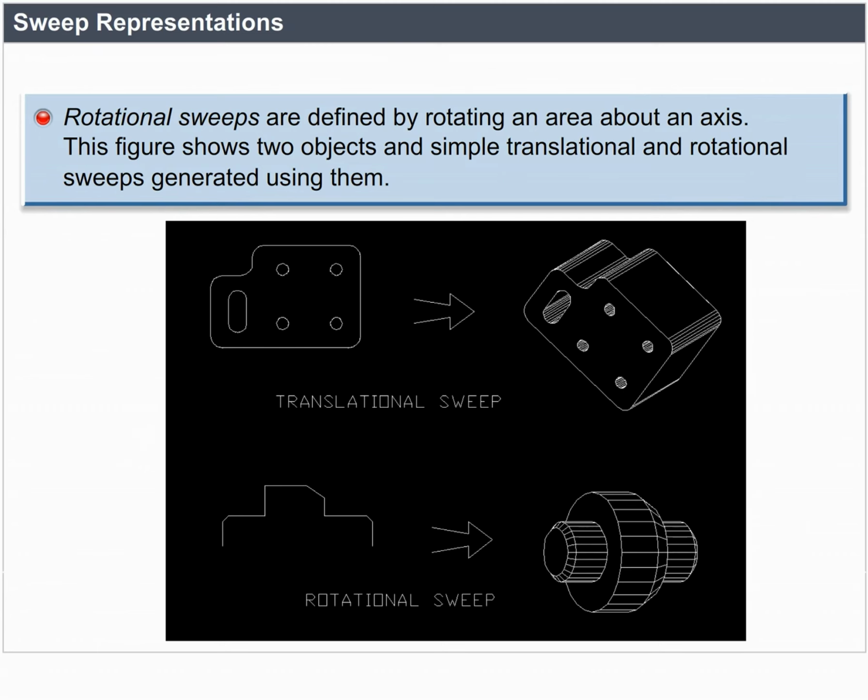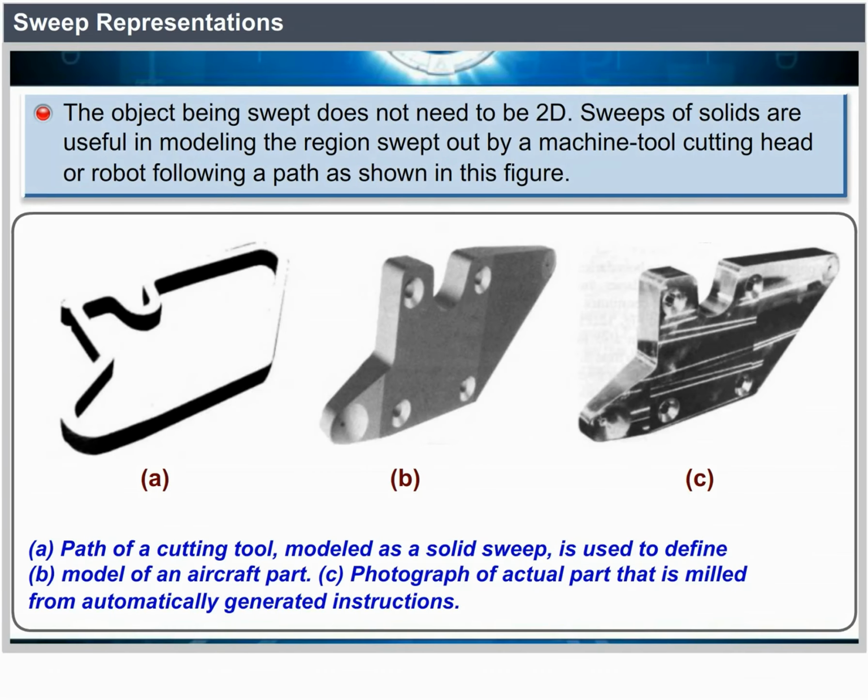The object being swept does not need to be 2D. Sweeps of solids are useful in modeling the region swept out by a machine tool cutting head or a robot following a path as shown in this figure. Path of a cutting tool modeled as a solid sweep is used to define a model of an aircraft part. Photograph of actual part that is milled from automatically generated instructions.